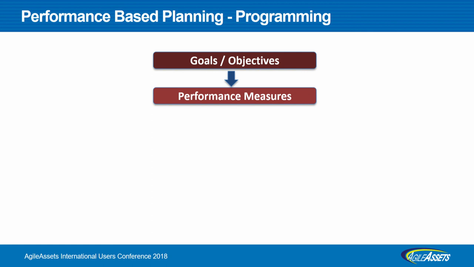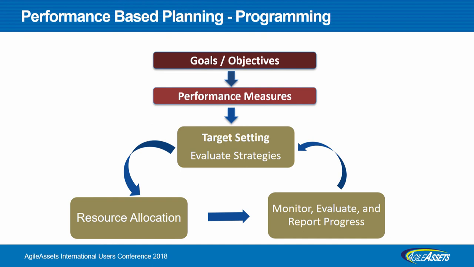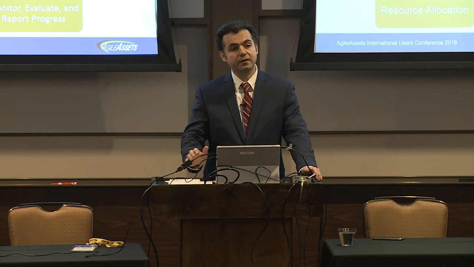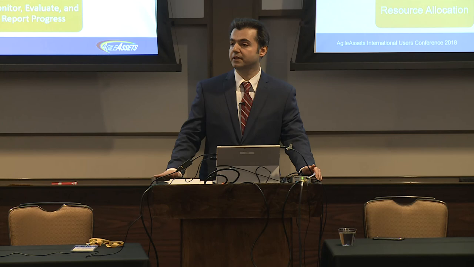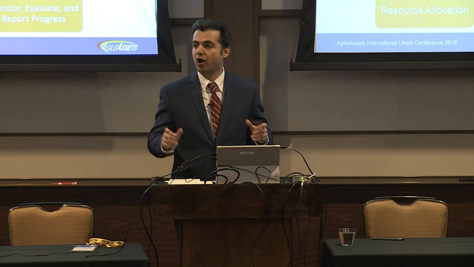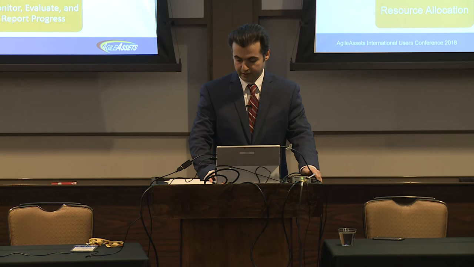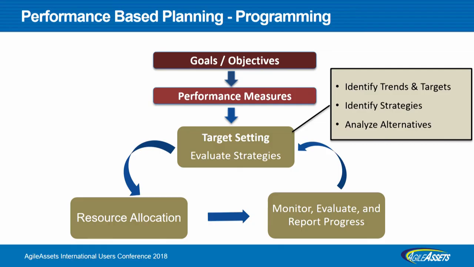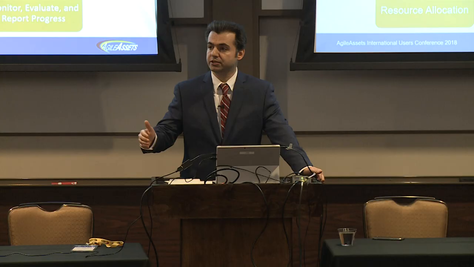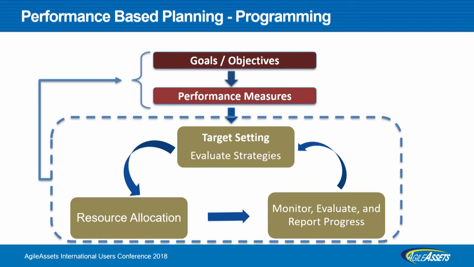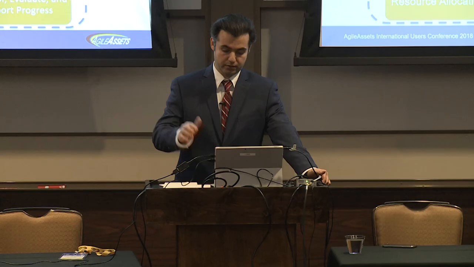And we go to target setting, which is how we get to that point. Then resource allocation, that is how much it takes to get to that point. And then eventually we monitor and evaluate that. The most important part, and it's a hot topic today, is the target setting. It's due in 6 months, and you need to report it to the feds. In order to do that, you need to identify the trends and short-term targets and compare different strategies and different what-if scenarios. The whole target setting, evaluation, and resource allocation should be aligned with the high-level goals.